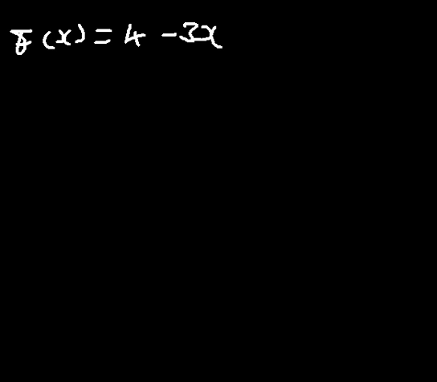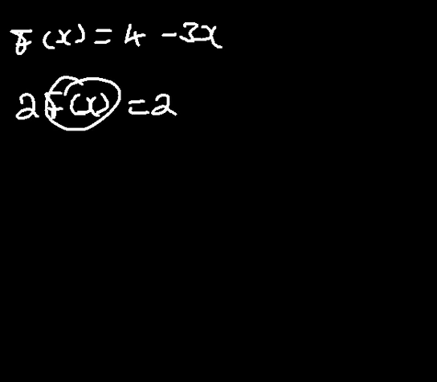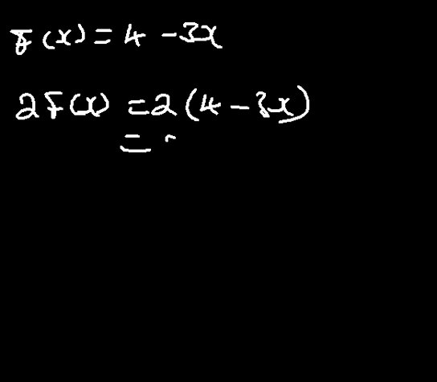And now what if we add to a variable, let's say 2f of x. So what's this? This is the same as 2 times f of x, which is the same function. Now I'll have 4 minus 3x, and that will be given as 8 minus 6x. So have that.